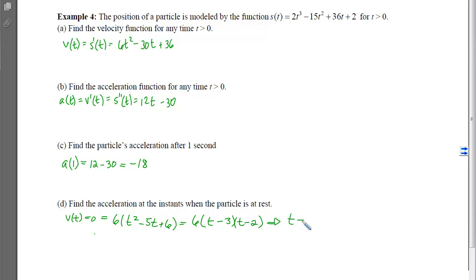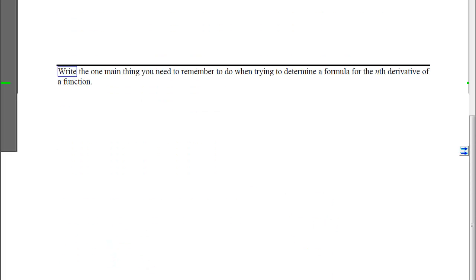So we're at rest when t is 2 or when t is 3, and I want the acceleration at each of those times. So I'll plug in a 2 and I'll plug in a 3. If I plug in a 2, I have a 12 times a 2 is a 24 minus a 30, which is a negative 6. And if I plug in a 3, I get a 36 minus a 30, which is a positive 6. So I'm either pushing to the left with a magnitude of 6 or I'm pushing to the right with a magnitude of 6.